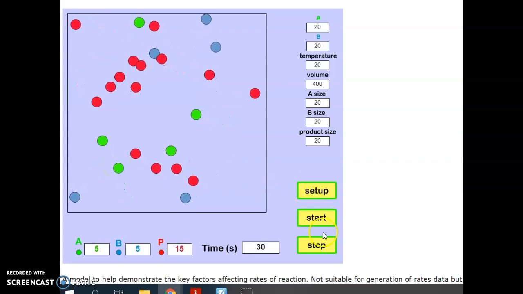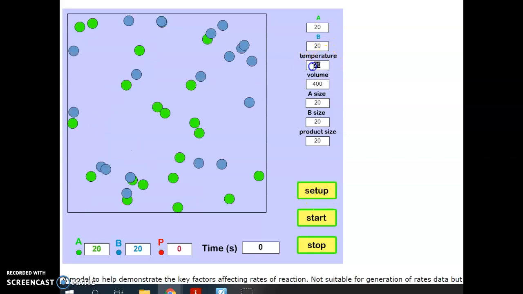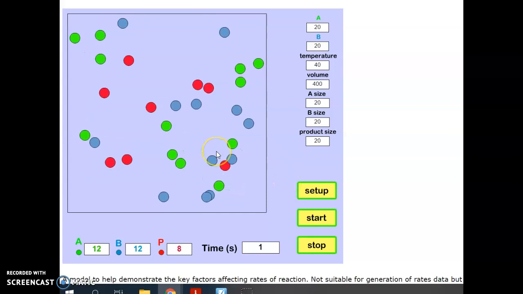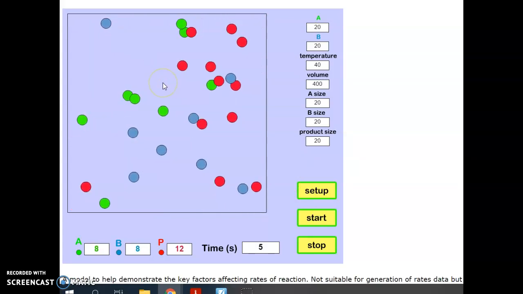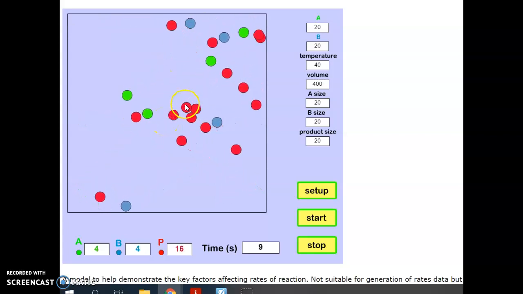Now, if we stop this and reset it, and we increase the temperature, let's double it. Okay, so let's look at what happens. The particles are moving faster, and what you'll find is there will be more success. So you'll have more instances where you'll have a red product.